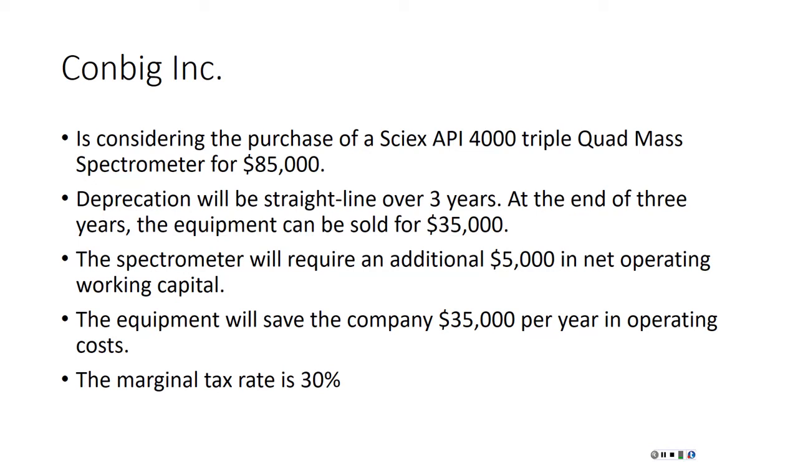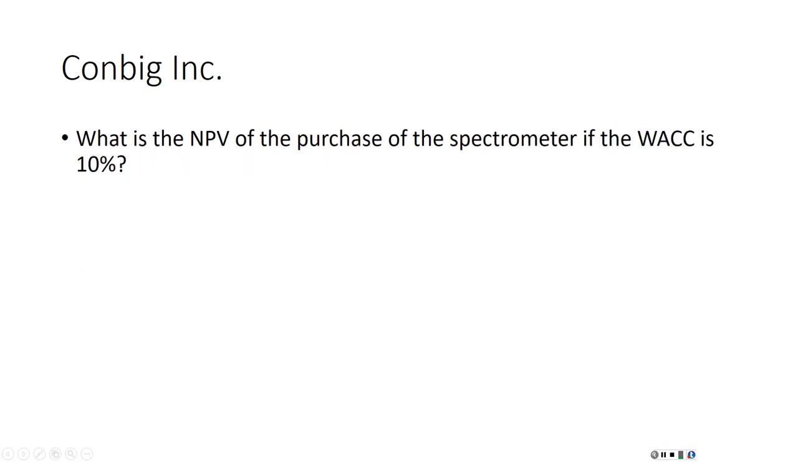The spectrometer will require an additional $5,000 in net operating working capital. The equipment will save the company $35,000 per year in operating costs. The marginal tax rate is 30%. What is the NPV of the purchase of the spectrometer if the weighted average cost of capital is 10%?